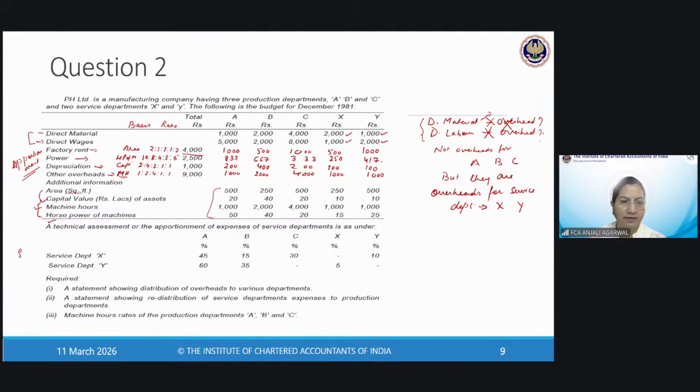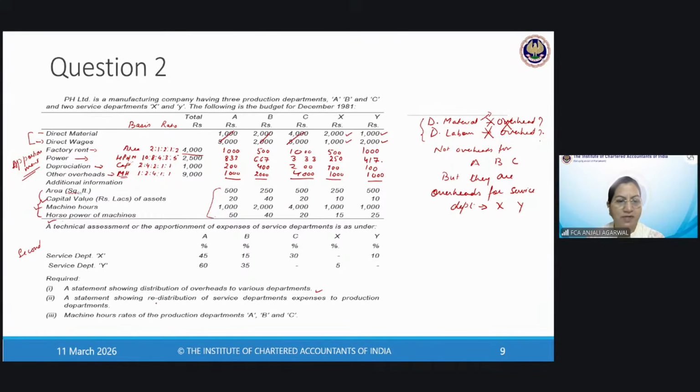Now you will do the secondary distribution. So what is required? Statement showing distribution of overheads to various departments. This we have done, and then we can take the totals also. But remember, when you are doing the totals, ignore these; these are not overheads. We have to show distribution of overheads to various departments and then take the totals.